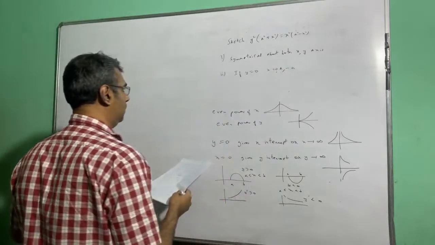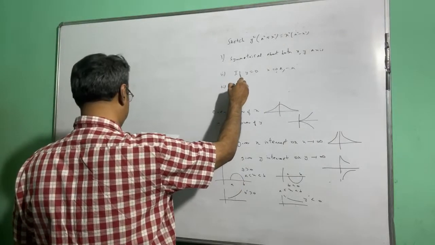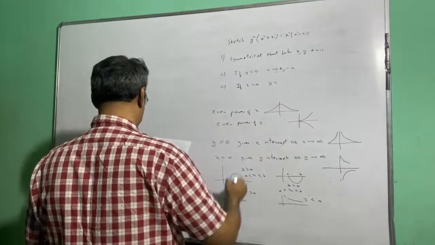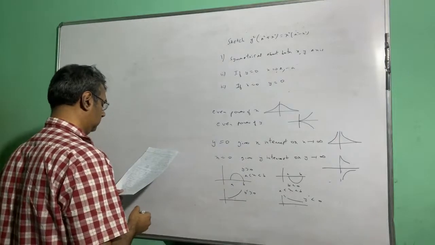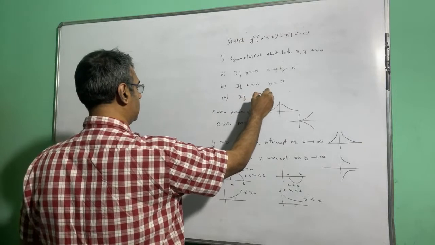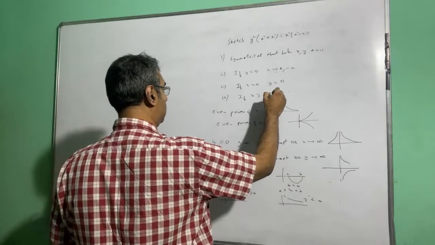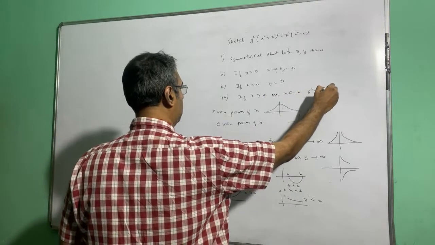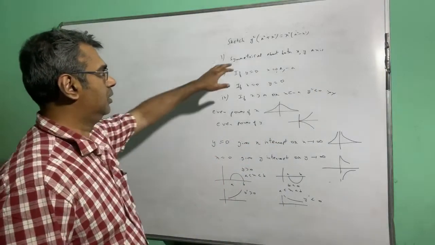Second point is that if y is 0, then x is either 0, a or minus a, and if x is 0, then y is 0. If x is greater than a or less than minus a, then y square is negative, which is not possible. So the question is that you have to sketch this graph.